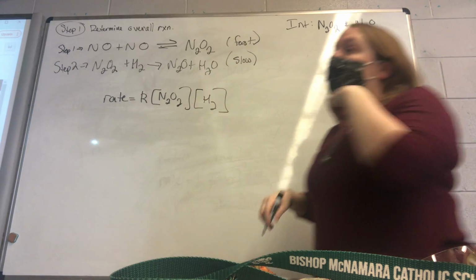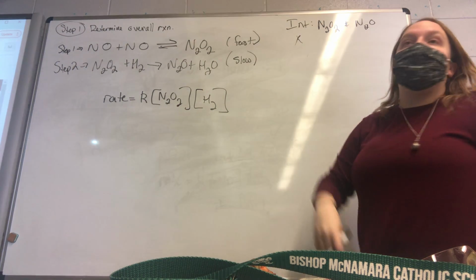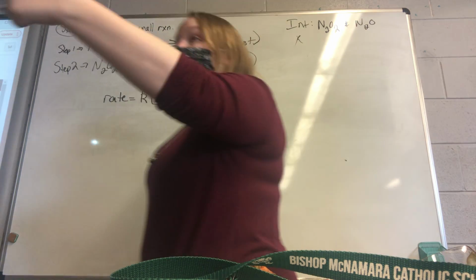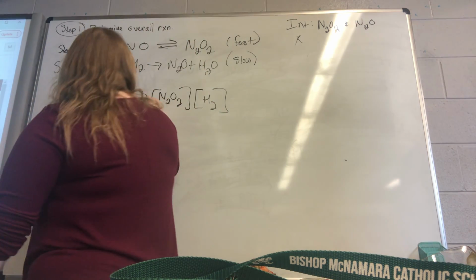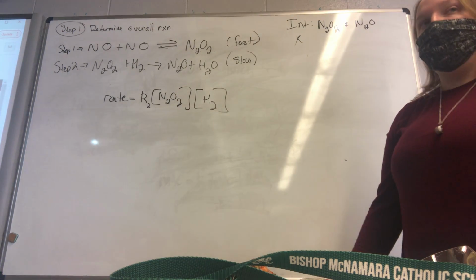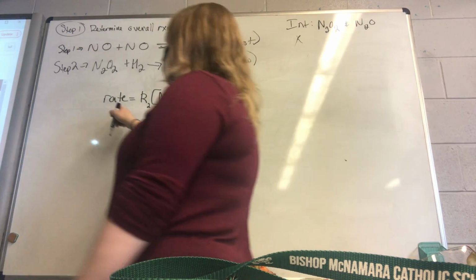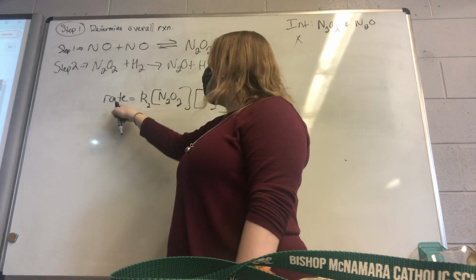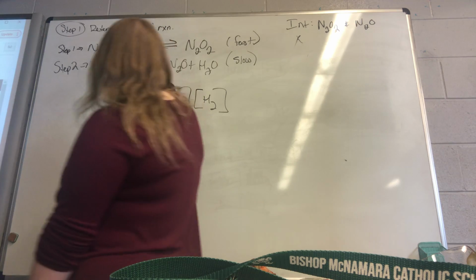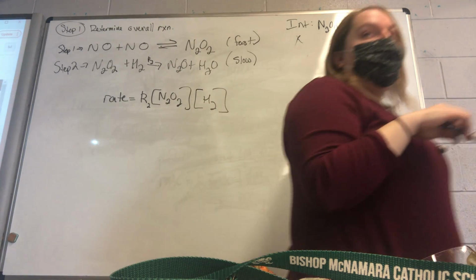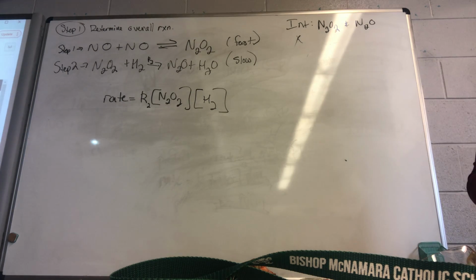Okay, but here's a red alert. You have an intermediate. You can't have intermediates in your rate laws. They aren't things you can measure, so it doesn't work. I am going to slightly alter this, and I'm going to write K2. Why? Because this rate law comes from the second reaction. This is where K2 came from.